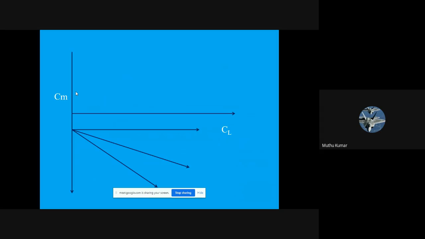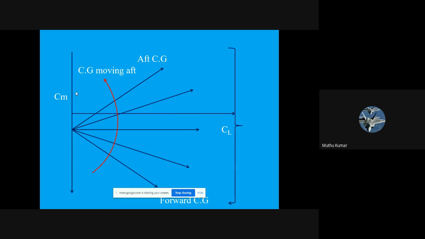If the CG keeps moving backward little by little, the slope will change continuously. Okay, and this is a forward-most CG which is highly stable, and that's the aftermost CG which is highly unstable. This is happening because of the CG moving afterwards. The graphs between CM versus CL.